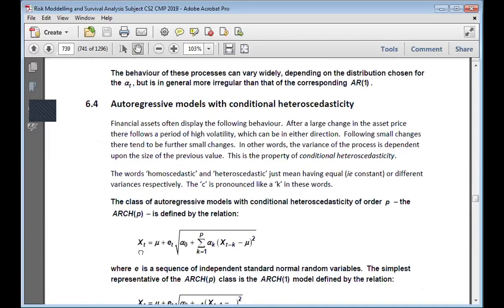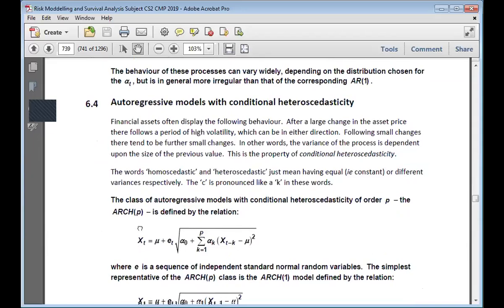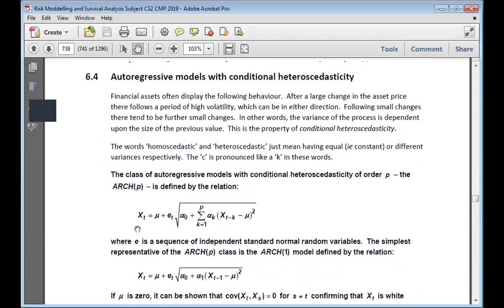Okay, so the next kind of model that we have is ARCH models. This is known as autoregressive conditional heteroscedasticity.